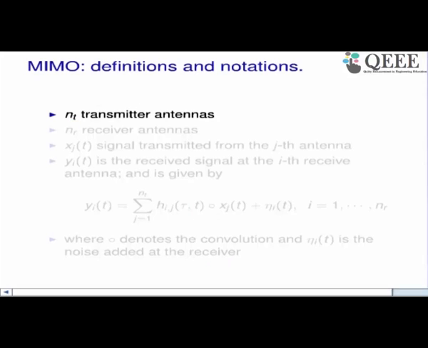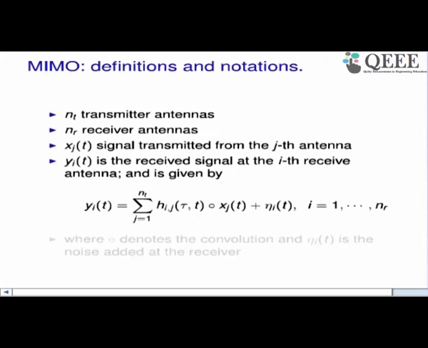Some definitions and notations. As I have told you, NT is the number of transmit antennas, NR the number of receive antennas. Let xj(t) be the signal transmitted from the jth antenna. yi(t) is the received signal at the ith receive antenna. Then using our filter model for a SISO channel, remember that what you transmit from antenna j is received at antenna i. The channel is a function of both the delay and time, and because the signal is being transmitted from NT antennas, we are adding the convolution output from all the antennas at the receiver.